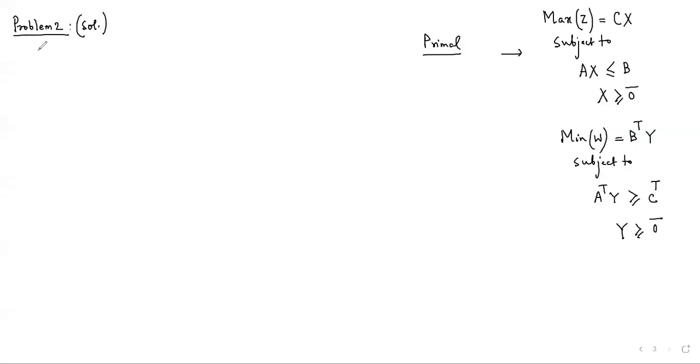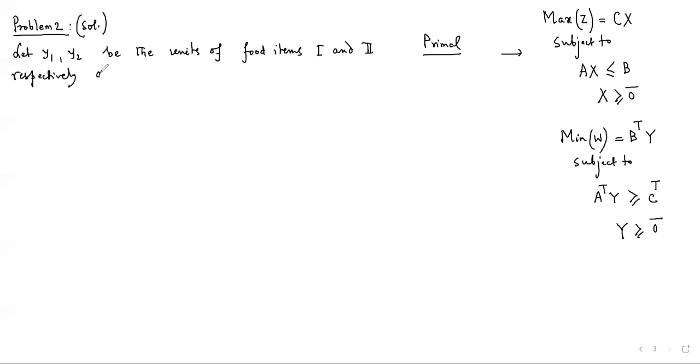In problem 2, we are going to consider two variables, say y1 and y2, and let these be the units of food items 1 and 2 respectively, which are made for each animal.